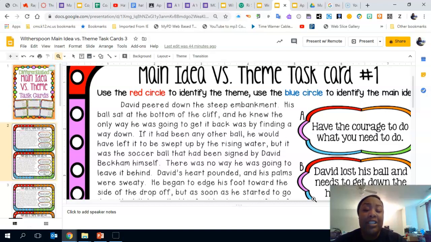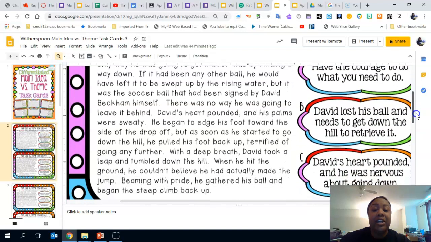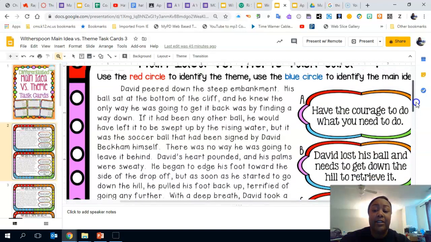David's heart pounded and his palms were sweaty. He began to edge his foot toward the side of the drop off. But as soon as he started to go down the hill, he pulled his foot back up, terrified of going any further. With a deep breath, David took a leap and tumbled down the hill. When he hit the ground, he couldn't believe he had actually made the jump. Beaming with pride, he gathered his ball and began the steep climb back up.